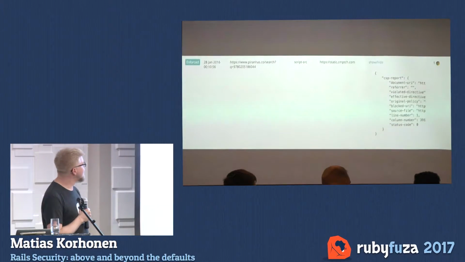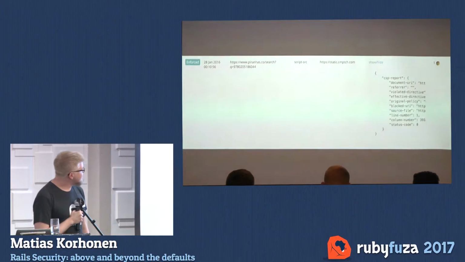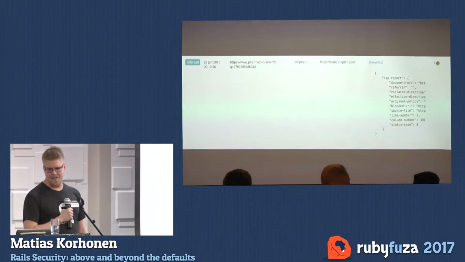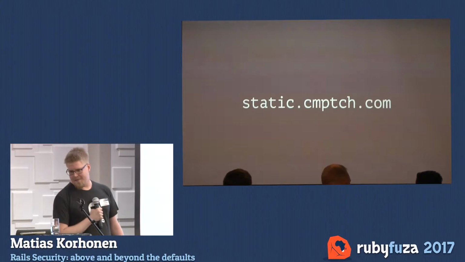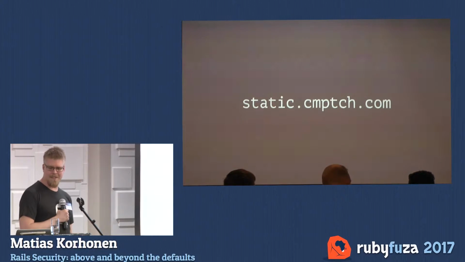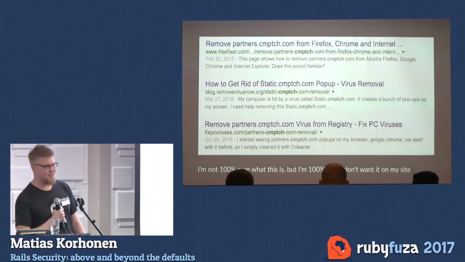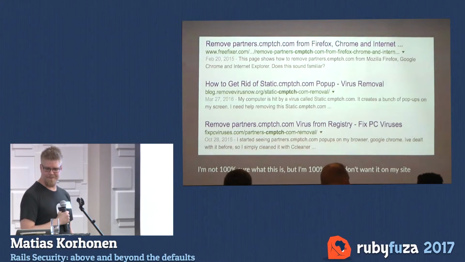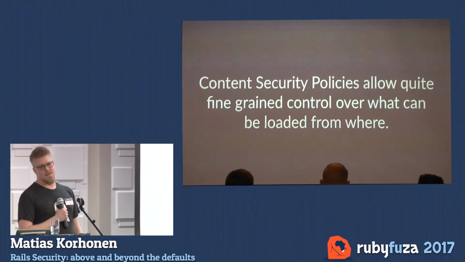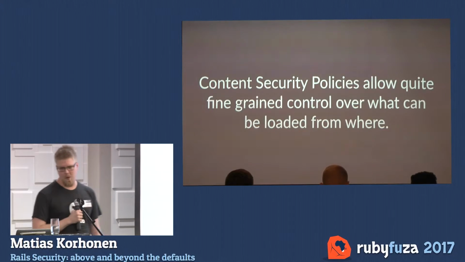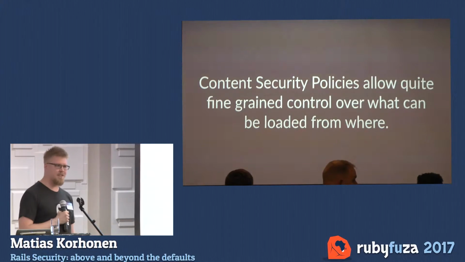ads onto the page. And you probably can't see from there, but something's tried to load a script from static.cmptick.com. I don't know what that is, but when you Google it, these are the results you get. So I'm not 100% sure what that was, but I'm 100% sure I don't want it on my site. So the policies allow for quite fine-grained control over what can be loaded from where. They're set per response, so you can have different pages with different policies.